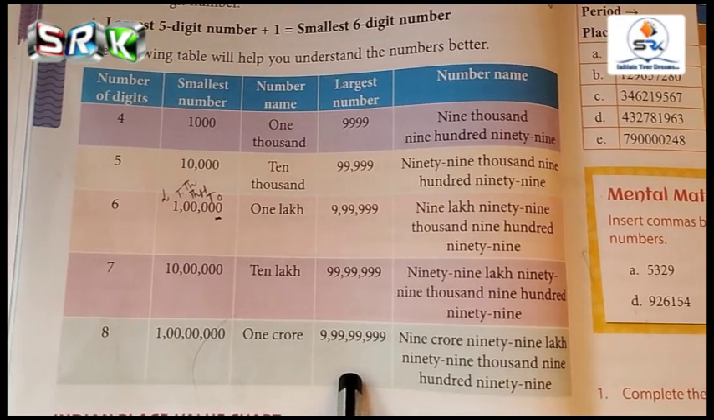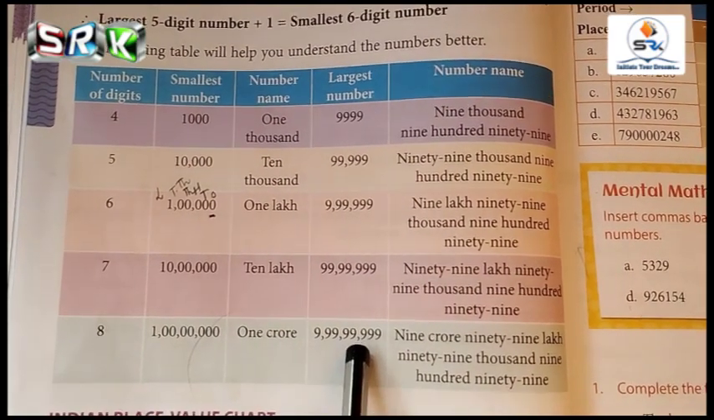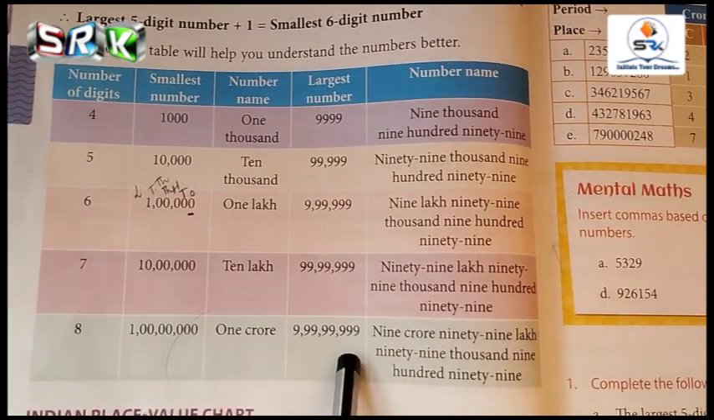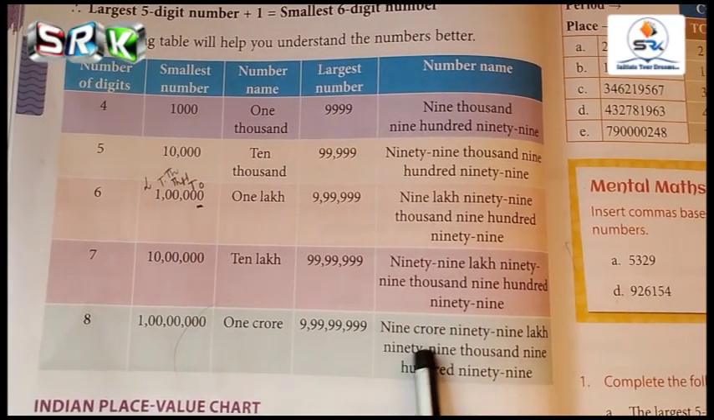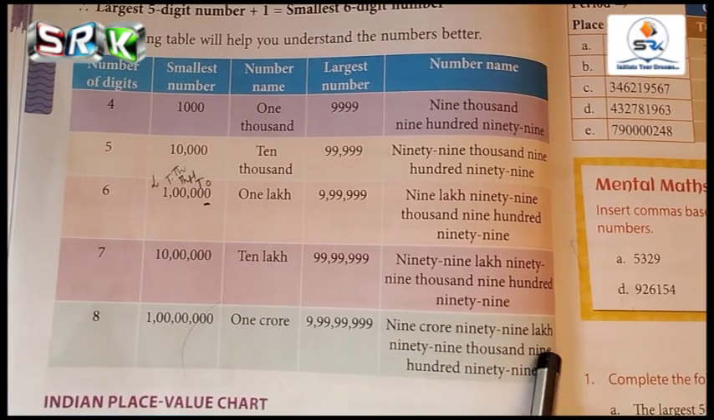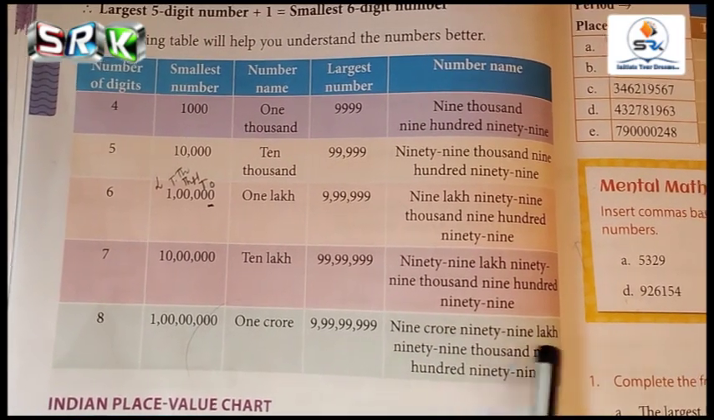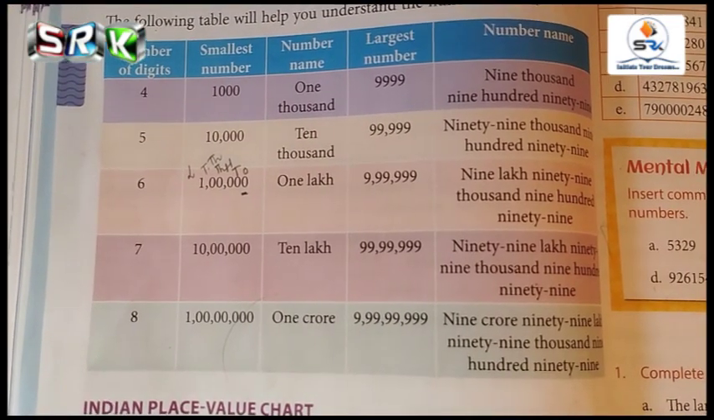Okay, let's see the largest 8-digit number. 9 crore, 99 lakh, 99 thousand, 9 hundred and 99. Here it is given as a number name. Okay, see this. I will read again. 9,99,99,999. Okay, today's session is over.